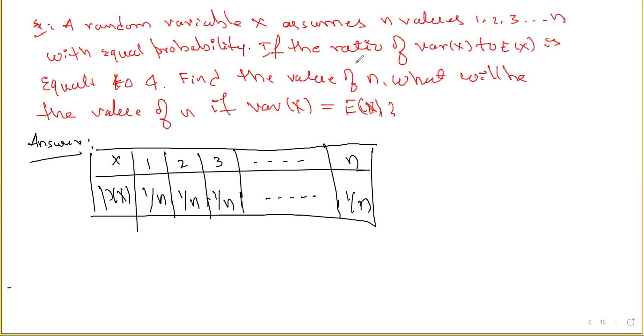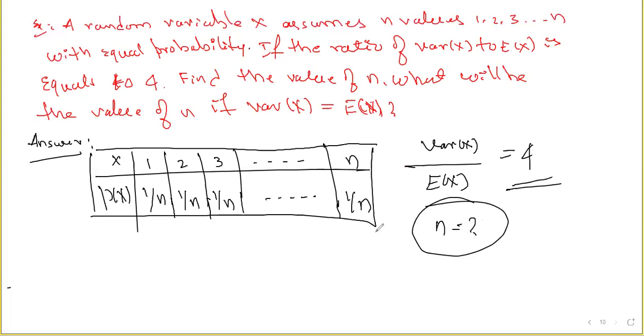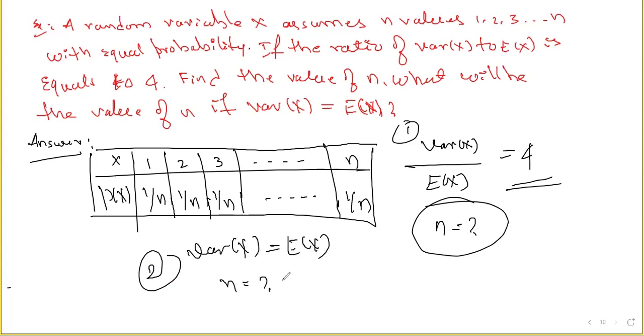Then what else are they given? If the ratio of variance of x to expected value of x, variance of x divided by expected value of x, is equal to 4, then what is the n value? We are going to find it. This is the first problem. Second problem: if variance of x equals expected value of x, then what will be the n value? So we need to find the n value in two cases. One is when this ratio is equal to 4, and the other is whenever these are equal. So this is the given probability distribution.